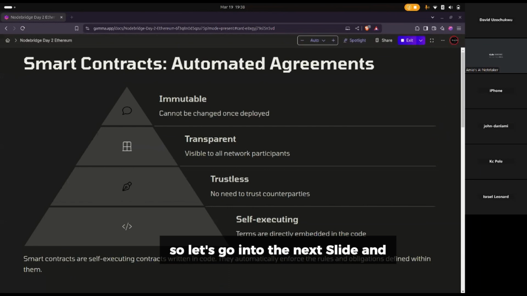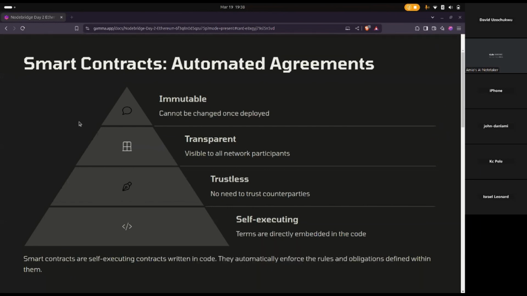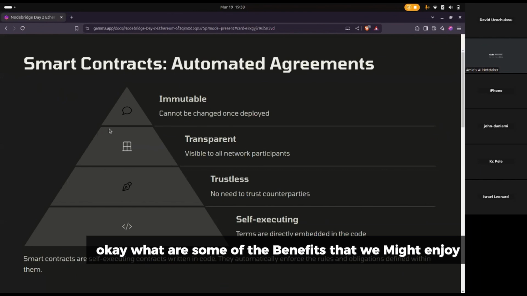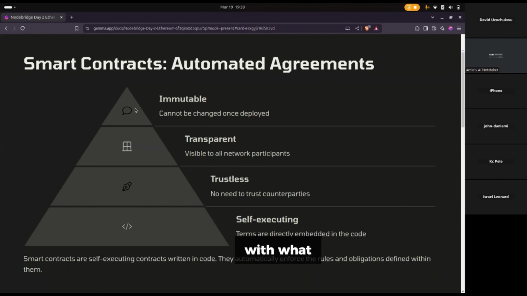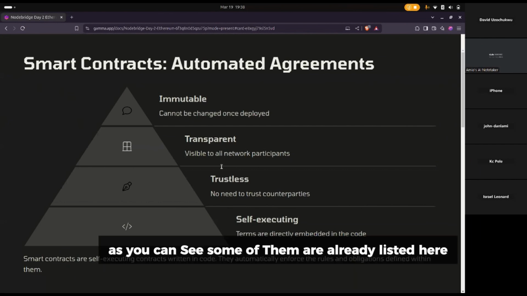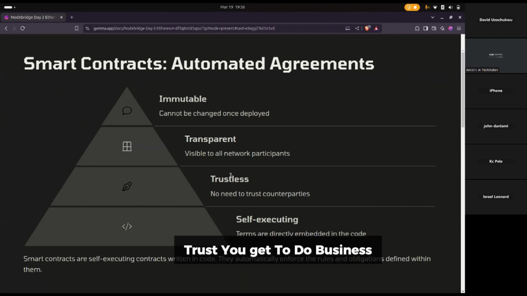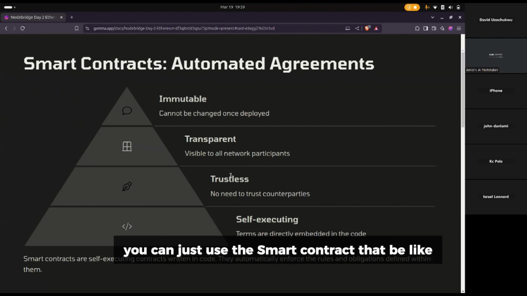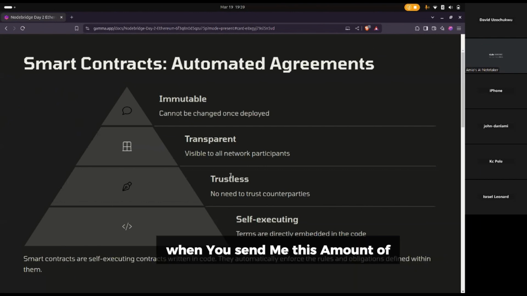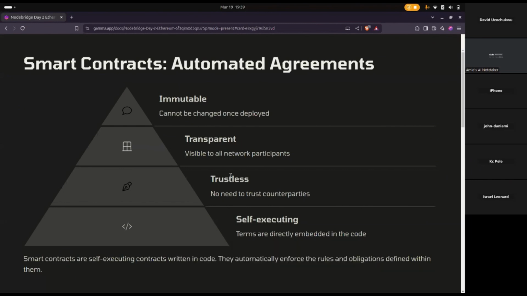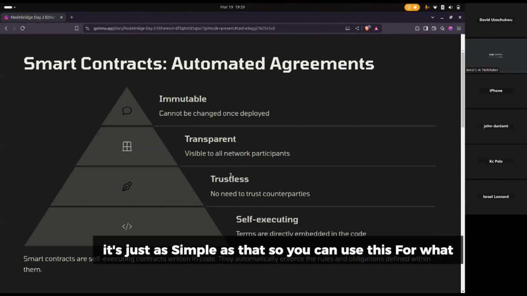So let's go into the next slide and see what some of the benefits are that we might enjoy with the smart contract. As you can see, some of them are already listed here. Trust. You get to do business without being scared of someone going away with what you have. You can just use the smart contract that says, when you send me this amount of coin into the smart contract, you get X amount of the coin. It's as simple as that. If the person does not obey that, he doesn't get that. It's just as simple as that.